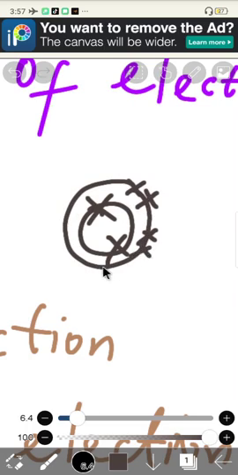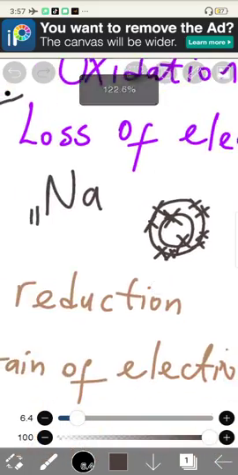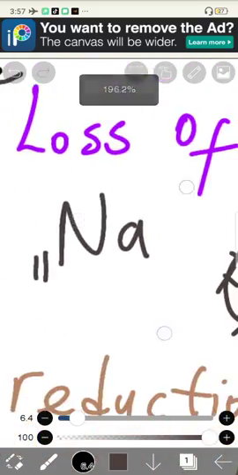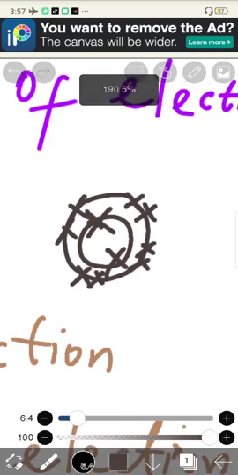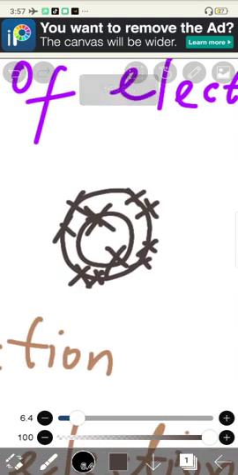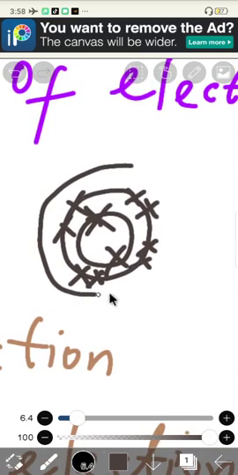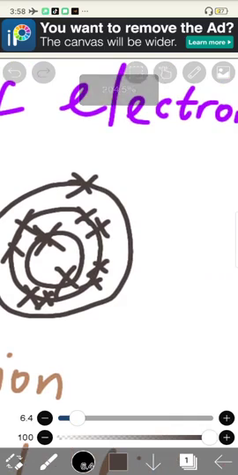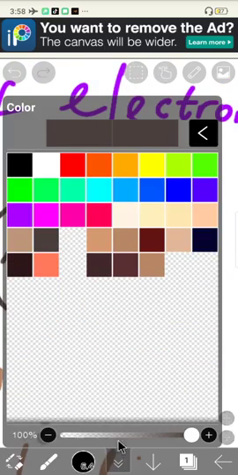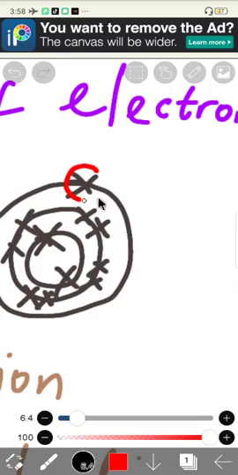1, 2, 3, 4, 5, 6, 7, 8. Yeah, it's 8. So 2 plus 8 is 10. And mind you, sodium is 11, and we've only counted 10. So if we have 10, how many is left? We have just 1 electron left in its outermost shell. So the thing is that sodium can lose this electron.